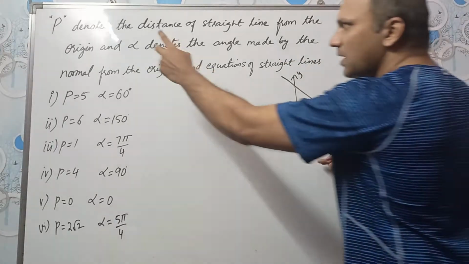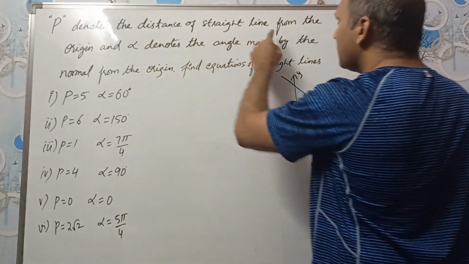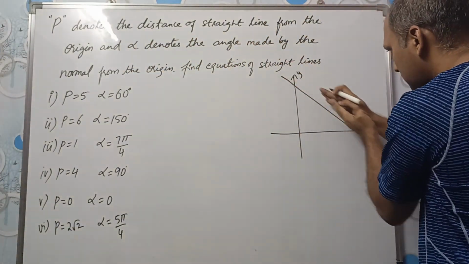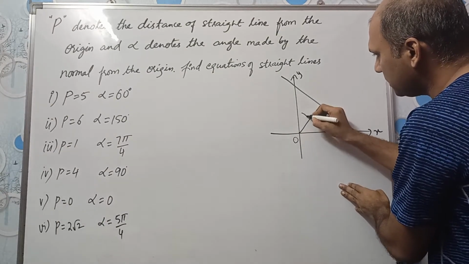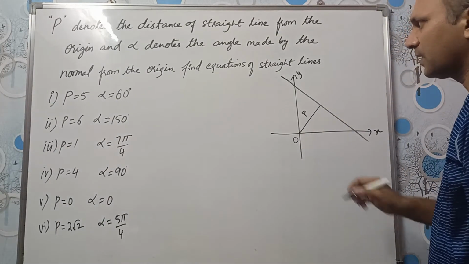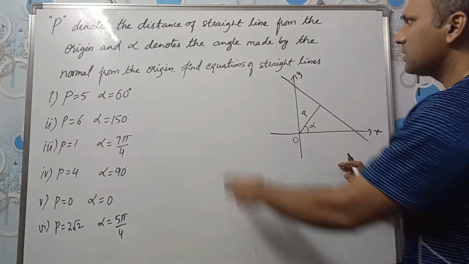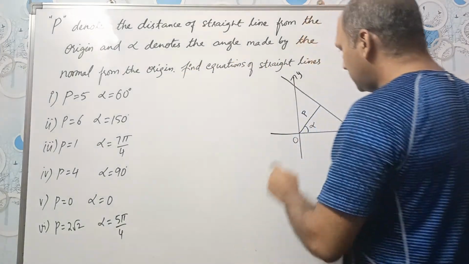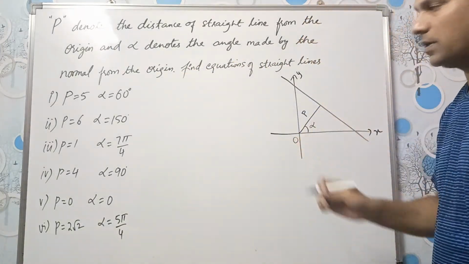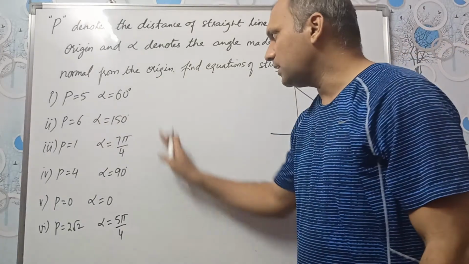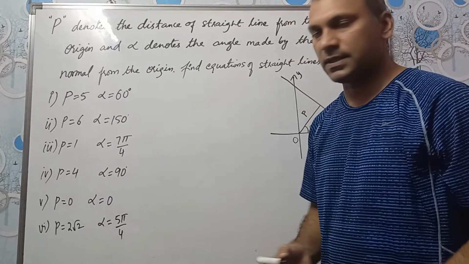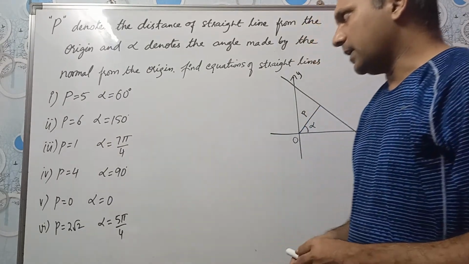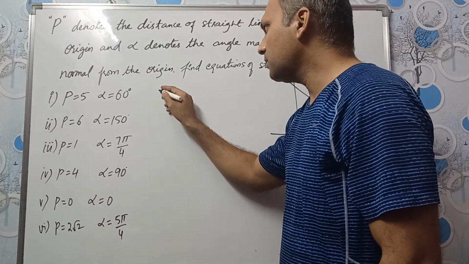What is given to us? P denotes the distance of the straight line from the origin. See, this is the straight line and P is the distance from the origin to the straight line, and alpha denotes the angle made by the normal, that is, this is the perpendicular, right, from the origin. We need to find the equations of these straight lines in all these 6 cases. Okay, let us do the first bit now.